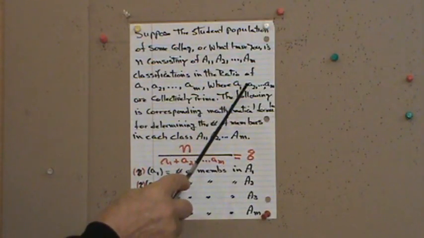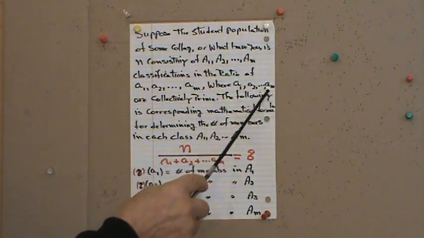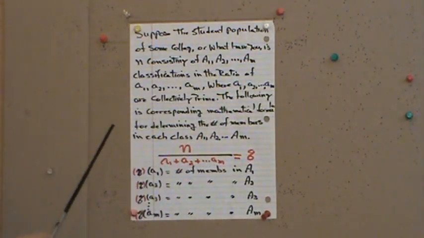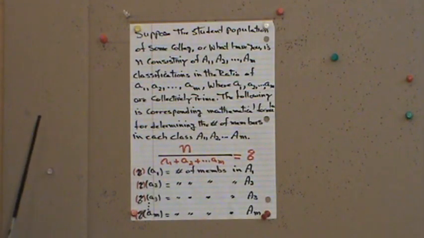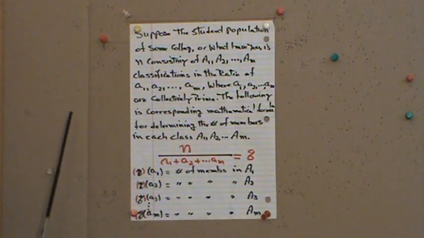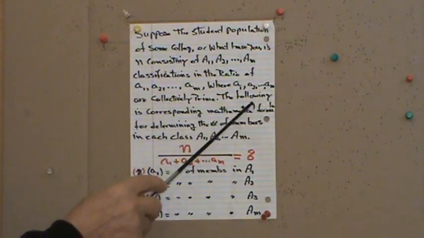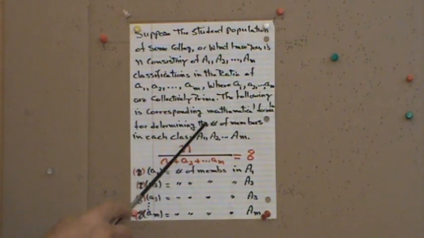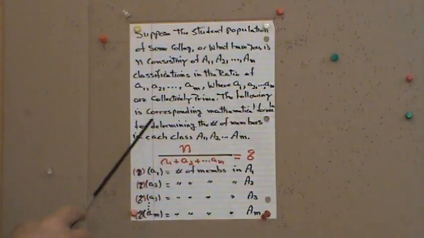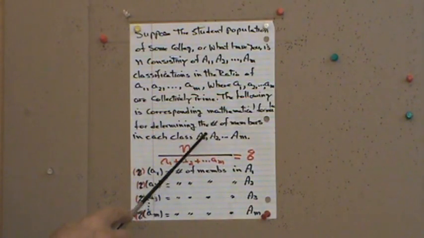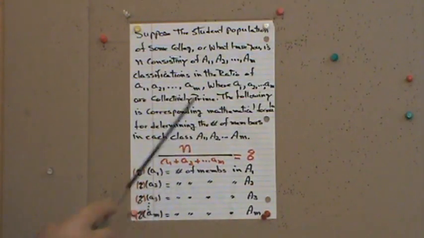Where a1, a2, through am are all collectively prime. And we know what that means. The only number that divides all of them is 1. That's very important to notice. Then the following is the corresponding mathematical formula for determining the number of members in each of the classes capital A1, capital A2, and so on through capital A sub M.